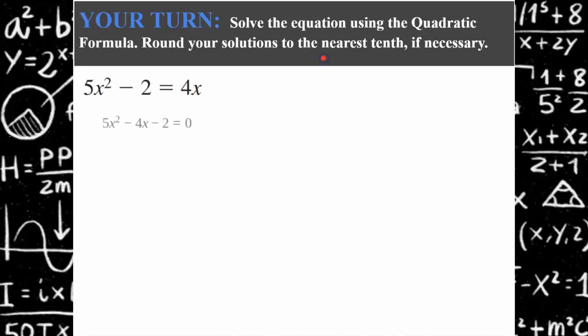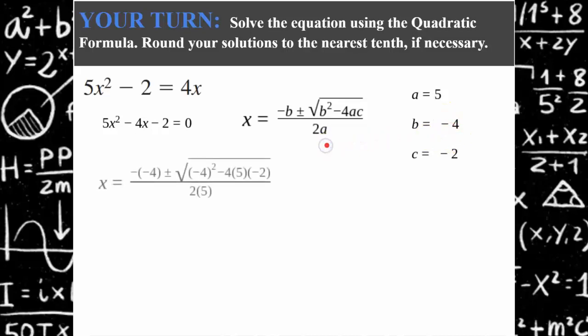Welcome back. So the first thing I did was I wrote my quadratic equation in standard form, wrote down the quadratic formula, and I noted the values of a, b, and c. I substituted in my values. I simplified the radicand, and negative 4 is positive 4. Then I have the square root of 16 plus 40, which is the square root of 56.